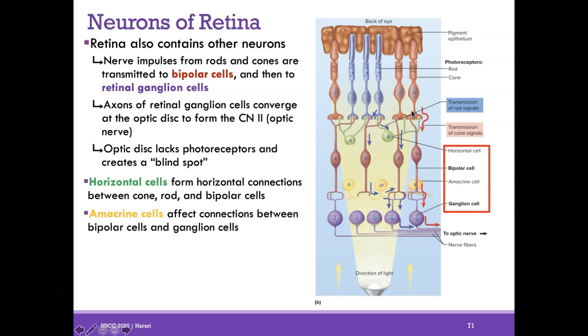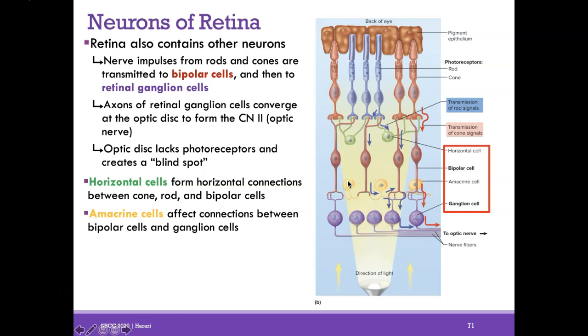So the horizontal cells, I'm trying to think of a word, they kind of translate the message. They integrate and translate the message between the rods and cones and the bipolar cells. And these amacrine cells kind of do the same thing between the bipolar cells and the RGCs, the ganglion cells.